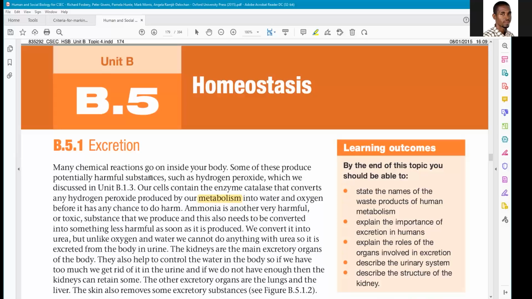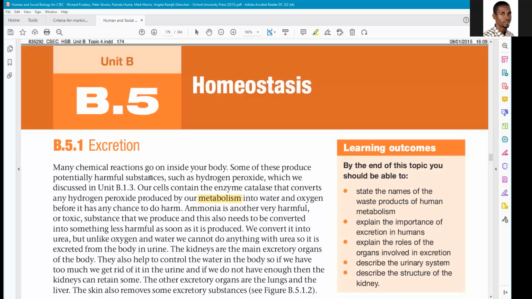The point we are making here is that your body makes substances that are very dangerous to itself. Some of the substances are converted to less harmful substances, and then your body proceeds to get rid of them, most of the time using a special organ that would get rid of that particular substance. So let's read on. The kidneys are the main excretory organs of the body.